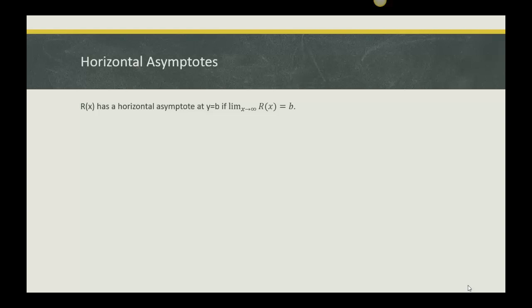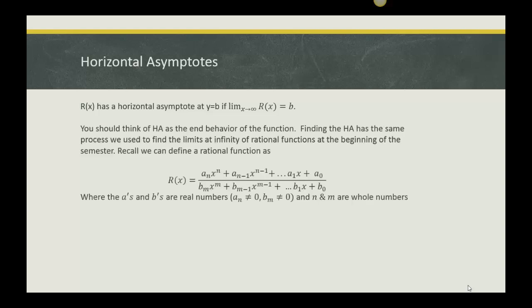So let's talk about our next type of asymptote, which is a horizontal asymptote. And again, let's talk about when it occurs and why. So r of x has a horizontal asymptote at y equals b if, when I take the limit as x goes to infinity, and that could be positive or negative infinity, so I should have written that in there, the limit of r of x is b. You should think of horizontal asymptotes as the end behavior. That's why x goes to infinity.